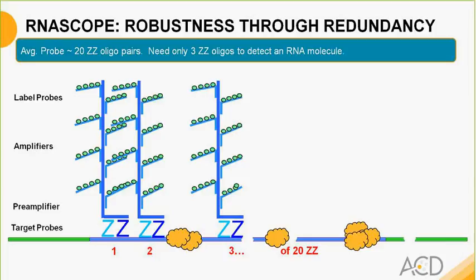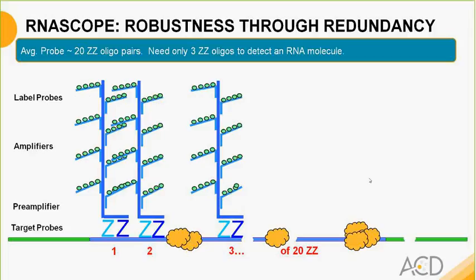So the double Z strategy that we've been discussing really derives its robustness and reproducibility for detection of RNA through the redundancy of the double Z probes. Although most RNA target probes utilize on the order of 20 double Z pairs, hybridization of only 3 of these double Z pairs, 3 out of 20, is required for detection of that single messenger RNA molecule.